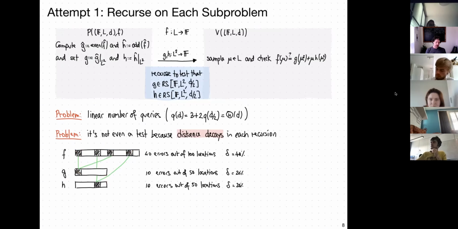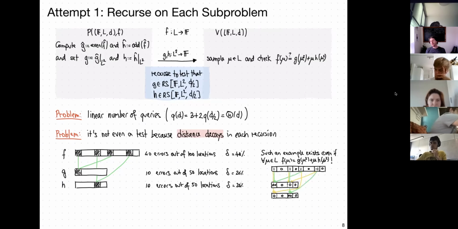But because the function g would contribute twice to f, it could be the case that g would be 20% far and h would be 20% far. Together it would consist of like 40% errors, but we then recurse on each one of these, and the distance decays by a factor of half. So if we do this, the distance will decay by a factor of half and half and half, and then in the end we have nothing. So that's not what we want to have.